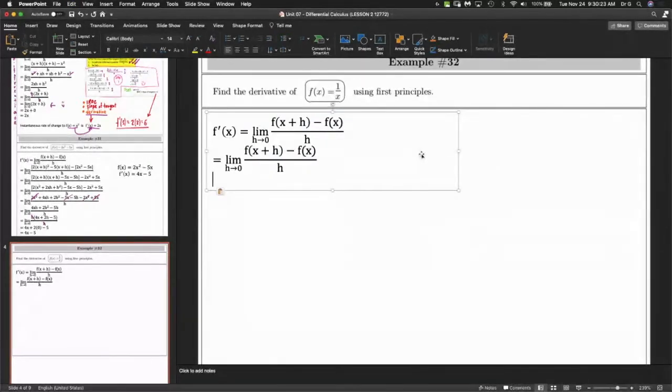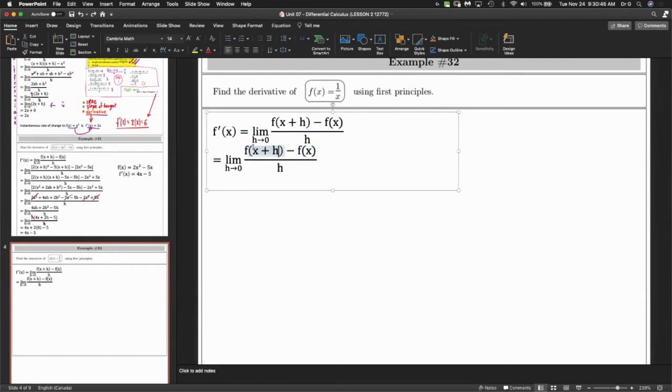Probably the most annoying thing is going to be you writing the word limit all the time. But it's just something you get used to. A lot of students get irritated by writing the word limit, but anyway, it is part of a process that you're learning. In this case, the function is the reciprocal function. It's f of x equals 1 over x.